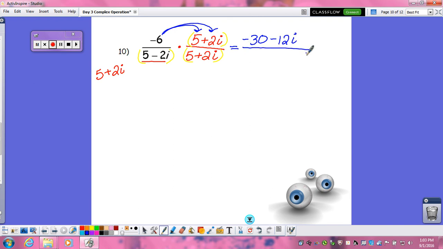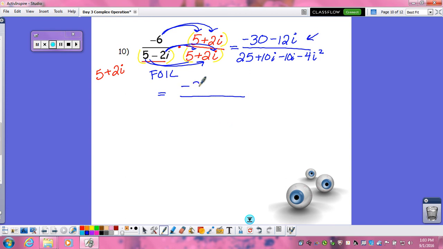12i over, and we have to FOIL our denominator. 5 times 5, 5 times 2i, negative 2i times 5, and a negative 2i times a positive 2i is a negative 4i squared. We cannot simplify our numerator at all, so we'll leave it as negative 30 minus 12i. Taking a look at our denominator, combining like terms, a positive 10i minus 10i becomes 0.